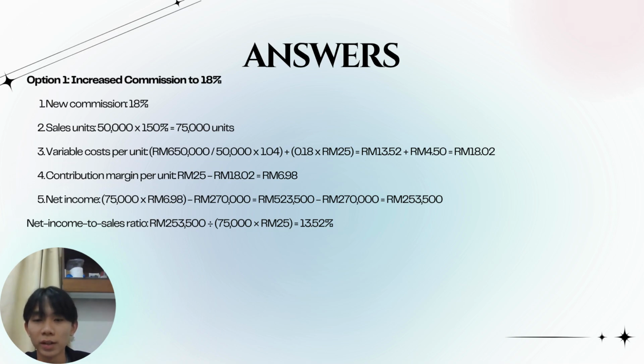For our contribution margin per unit, it's 25 ringgit minus 18 ringgit 2 cents, and we can get 6 ringgit and 98 cents. And for our net income, 75,000 units times 6 ringgit 98 cents, minus our fixed cost, which is 270,000. So the final answer we can get is 253,500 ringgit. And comes to our net income to sales ratio, which is 253,500 ringgit divided by 75,000 times 25 ringgit. So we can get the ratio is 13.52%.